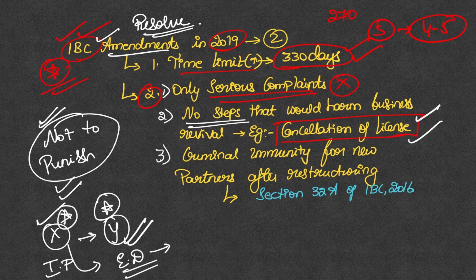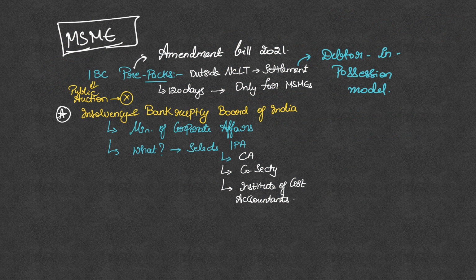a company. So a law was created saying or reassuring that criminal immunity will be there for new partners after restructuring. This issue is famously addressed in newspapers as the Section 32A of the IBC 2016 amendment. So it is important to remember this. Now let us understand the latest developments and the proposed amendment bill which is yet to be passed in 2021.